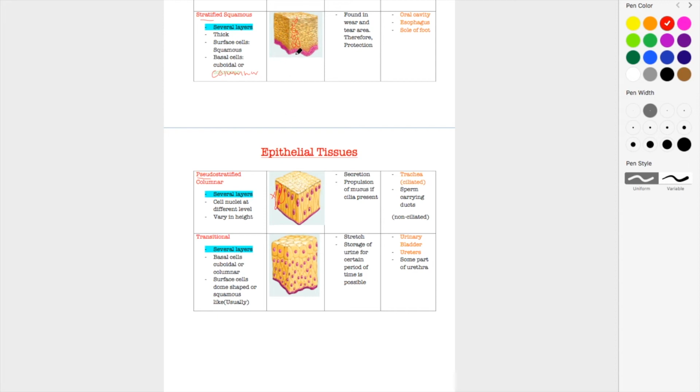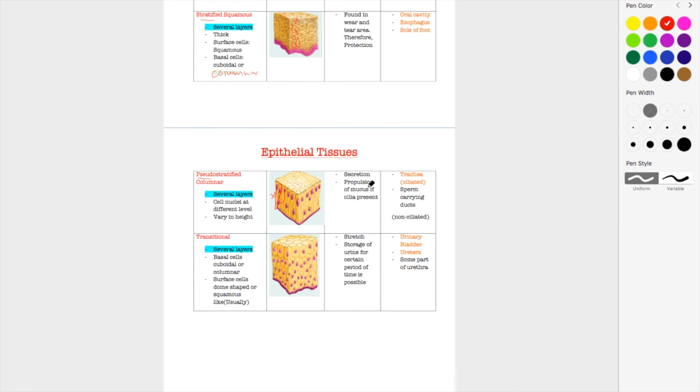You can see here, these nuclei look like they are randomly arranged in the case of stratified squamous, but actually they are closely lined up, and you just see them as random. But here you can absolutely see that the nuclei are at different levels. The main function is secretion and propulsion of mucus if cilia are present.